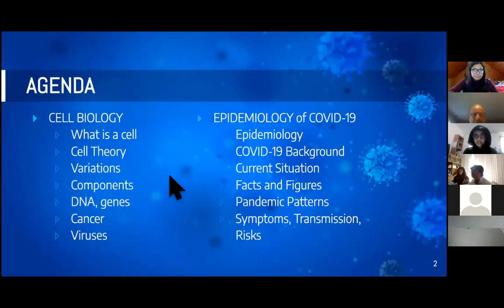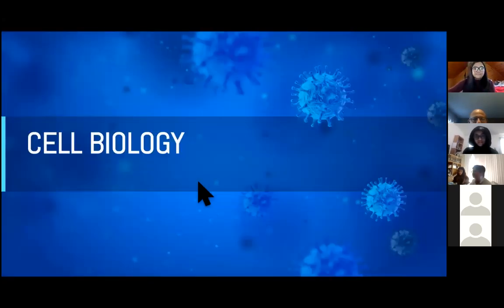So before we begin, here's an agenda of what we will be doing today. I split this seminar into 2 sections. The first is cell biology. We'll be reviewing some basic information about what is a cell, cell theory, variations, components, DNA, genes, cancer, and viruses. And then we'll be going on to an application, which is the epidemiology of our current virus crisis of COVID-19, looking a little bit at what the field of epidemiology says about this virus, some background, the current situation, facts and figures, some patterns, and obviously some symptoms, transmission, and risk factors. So without further ado, let's begin.